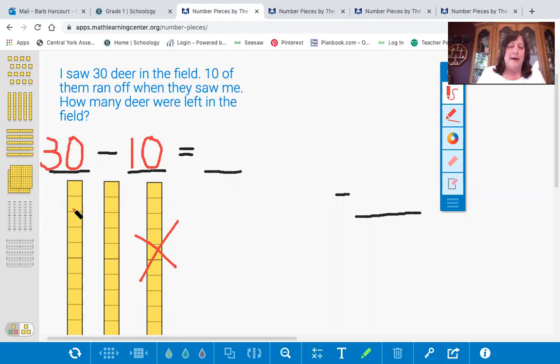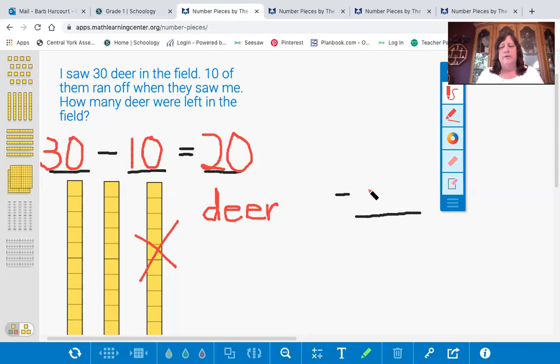So what do we have left? 10, 20. So 30 minus 10 equals 20. But it's a story problem. That's not the end, is it? 20 what? We need to label our problem with 20 deer. Need to write the word deer, and you can copy that right from the problem. So our answer is 20 deer were left in the field.